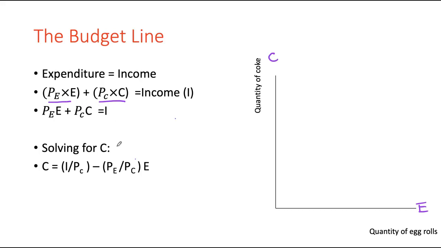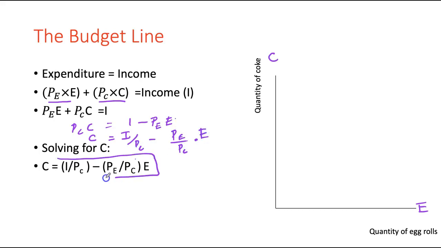If you wanted to do it in 2 different steps, all I've done is I've kept C on the left hand side and this is I minus PE times E. And now I want to get rid of the PC, so we divide everything by PC, or price of coke. So this becomes income divided by price of coke minus price of egg rolls divided by price of coke times E. And that is our equation over here in this line.